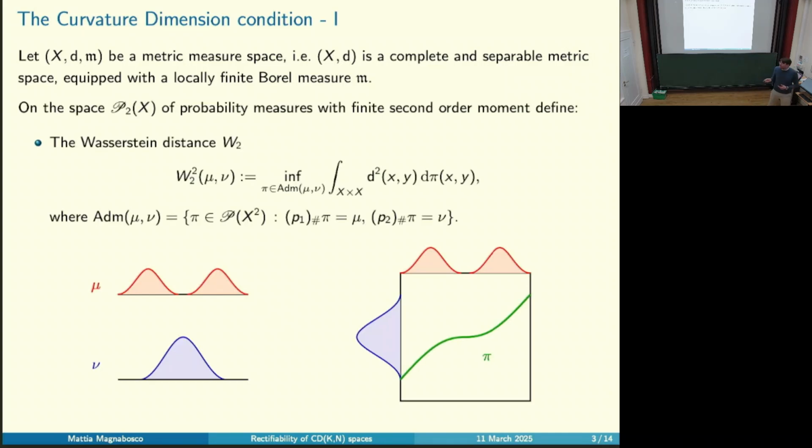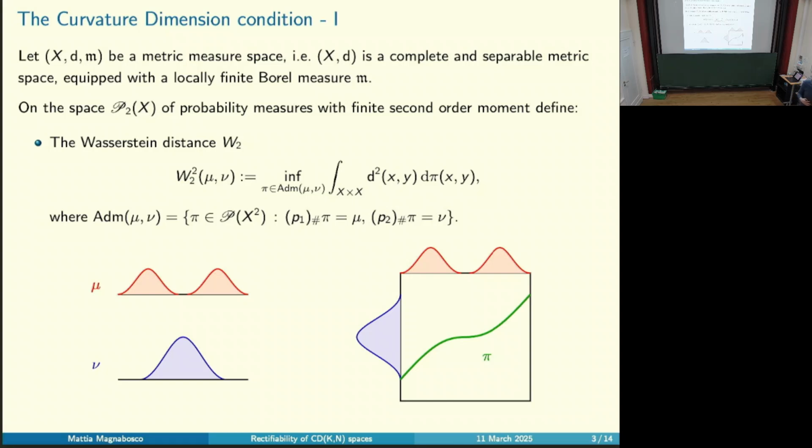And the two fundamental objects are both defined on P_2(X), which is the space of probability measures with finite second order moment. And the first fundamental object is the Wasserstein distance W_2, which is a distance between measures in P_2. So given μ and ν in P_2, the Wasserstein distance squared between μ and ν is defined as the infimum of this optimal transport problem. In particular, this is a minimization over all admissible plans, which are measures in the product space X times X, having μ as first marginal and ν as second marginal.